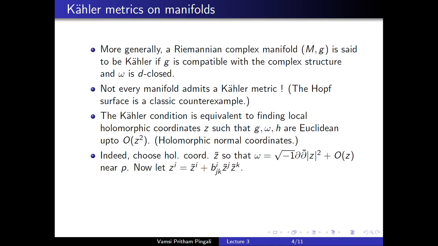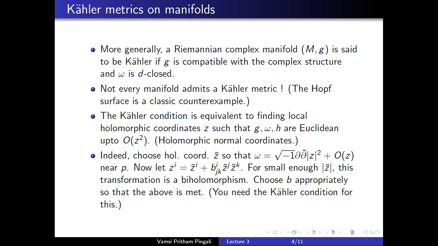We'll say z equals z tilde plus a quadratic term. Such a transformation is not always invertible. However, if z tilde is small enough, the quadratic term is heavily dominated by the first order term. Therefore, this transformation is a biholomorphism for small enough z tilde. How small z tilde has to be depends on B, obviously, right? The point is, you can always choose a B appropriately so that these become normal coordinates.